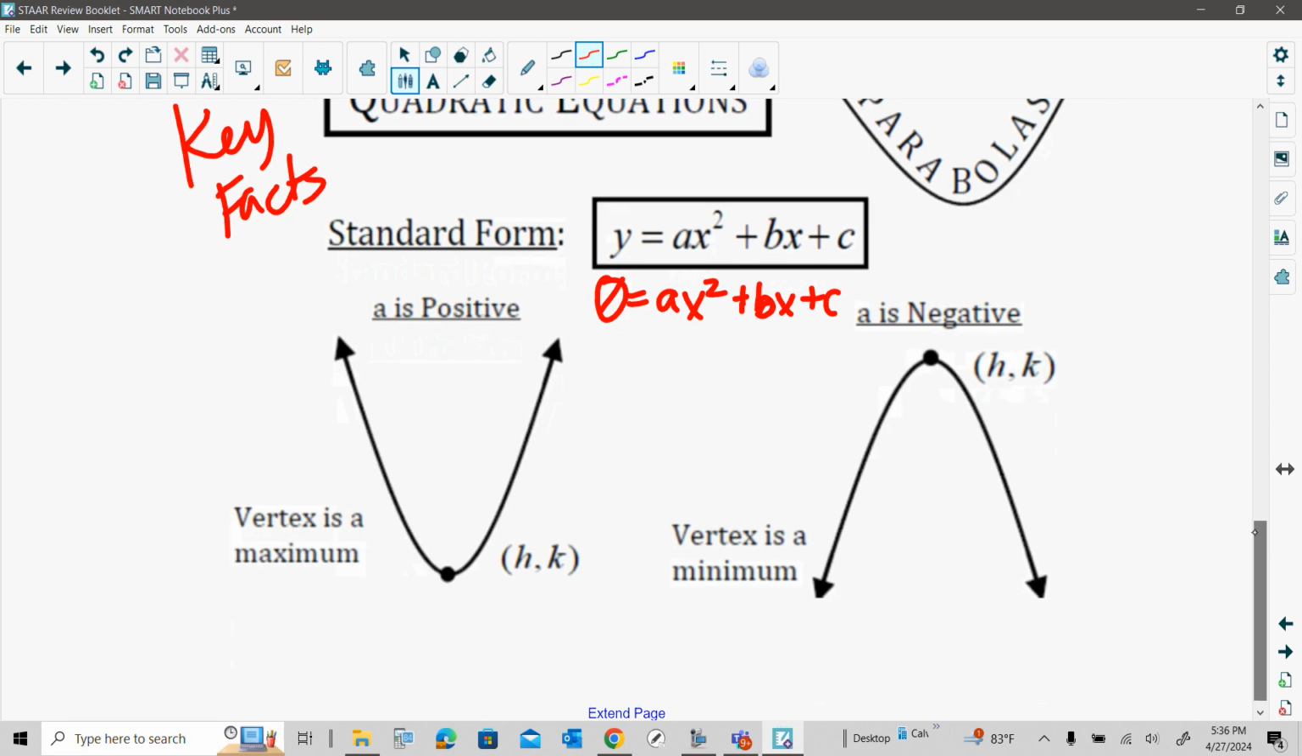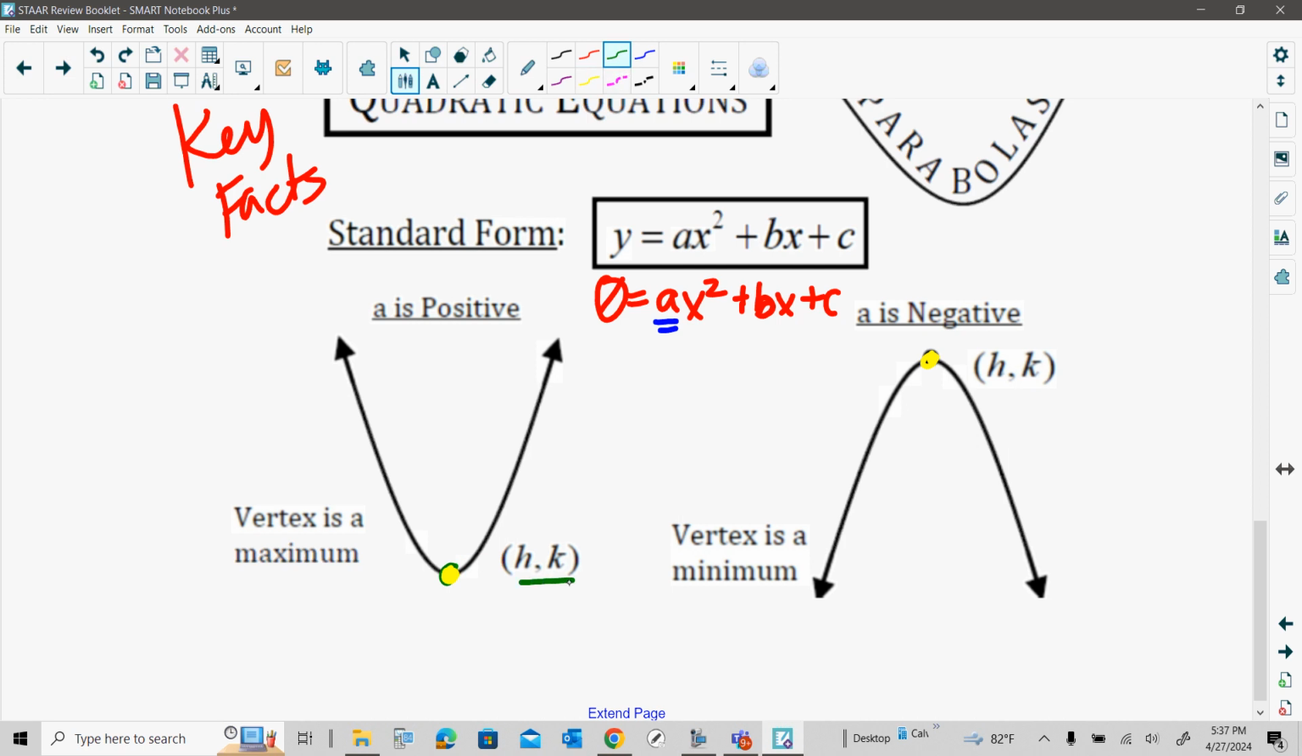The other part is how the parabola looks when a is positive. This a, we're talking about the lead term, versus when it's negative. Positive opens up, negative opens down, and then understanding where the vertex is or what that vertex represents. So this point here in this example is a minimum. That's the vertex. Here, this is a maximum.